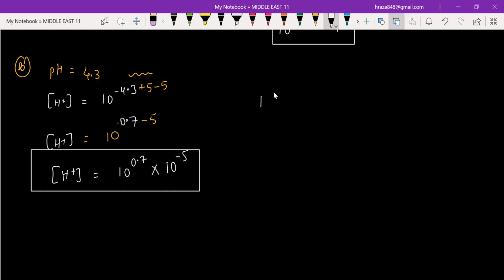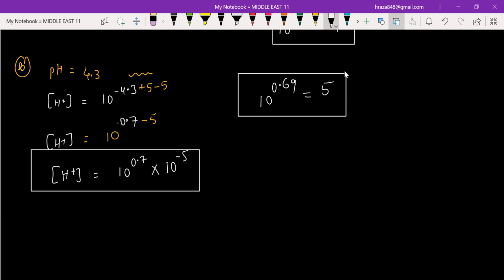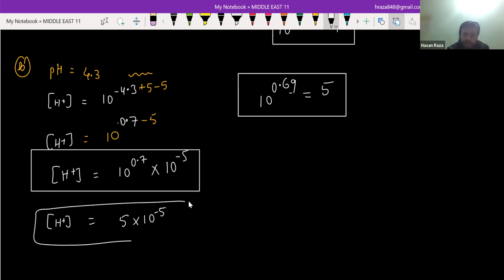And you know 10 raised to the power 0.69 has a value 5. Just check your notes. So this has a value of 0.69, approximately equal to 0.7. So H plus has a value equal to 5 into 10 raised to the power minus 5. Isn't it easy?